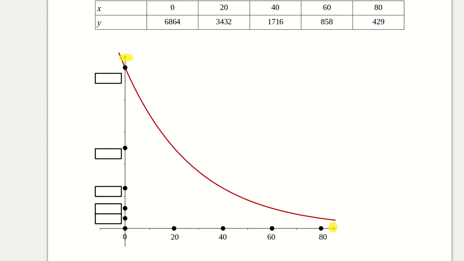And what's happening here? Well, when t equals 0, our population was 6,864, but our growth rate is negative. So after 20 years, it's fallen in half. And if that growth rate stays constant, it'll fall in half in exactly the same amount of time, another 20 years approximately, and then falls in half again, and then in 80 years down to just 429.